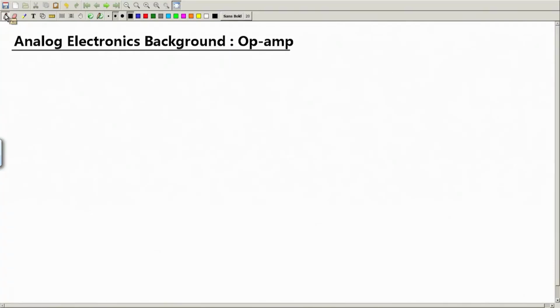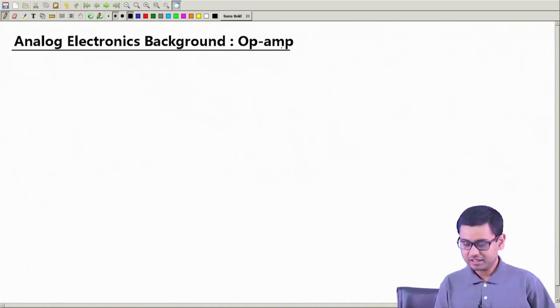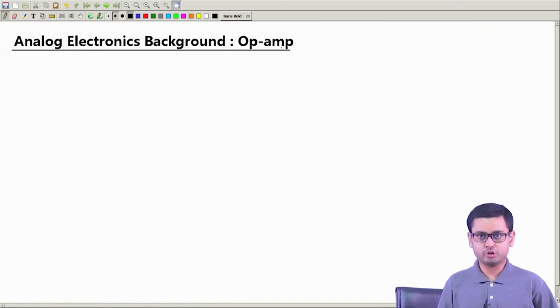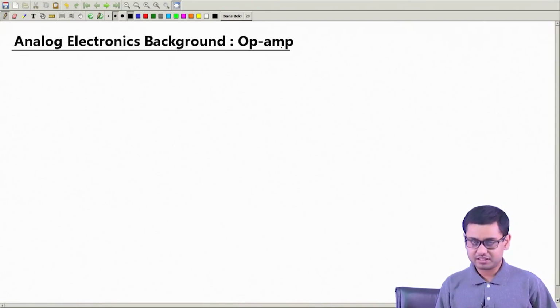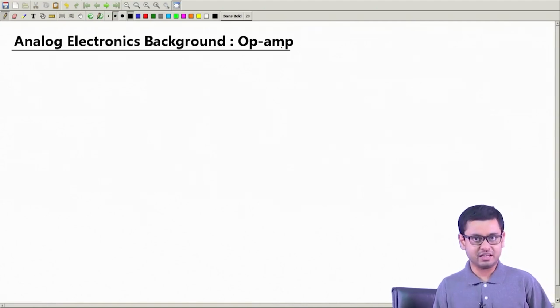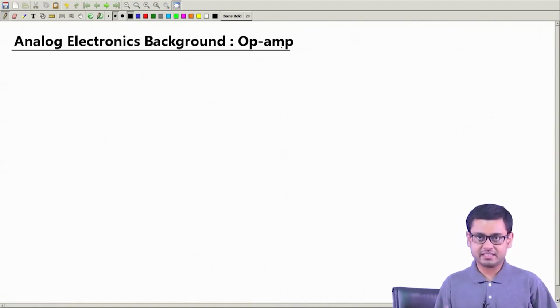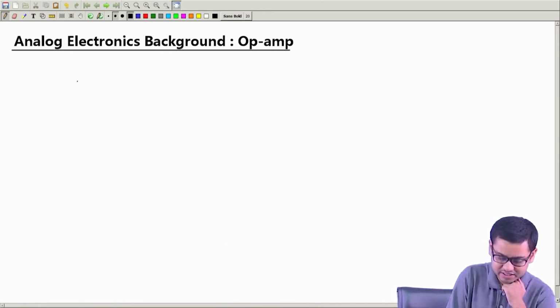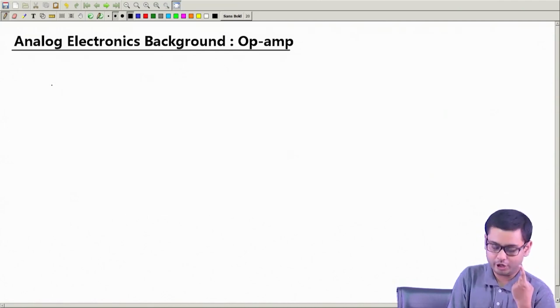Op amp is often very frightening, very scary to many students. Which was also true to some extent for me, but I think if we study it carefully, this is one of the easiest elements in electrical circuits. What is an op amp? Op amp is nothing but an electrical equipment which has two inputs and one output.